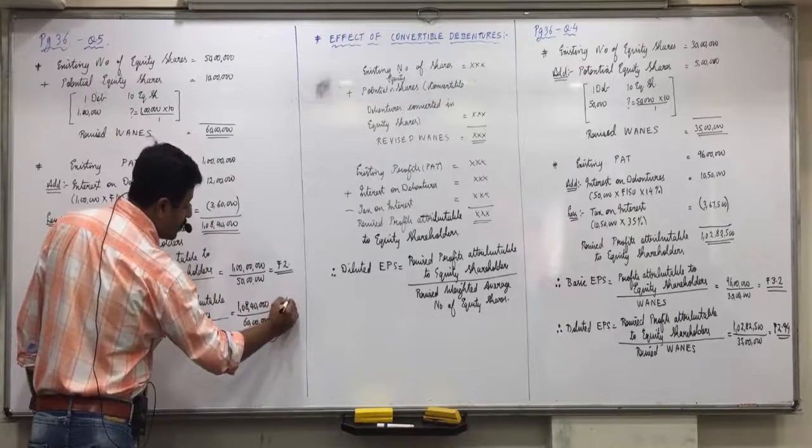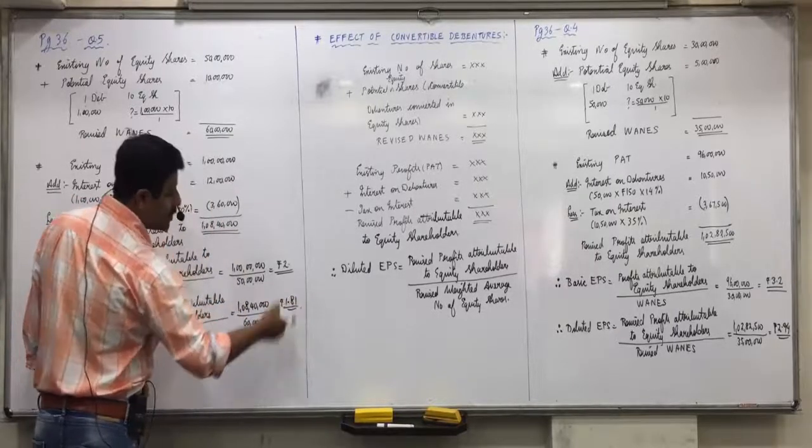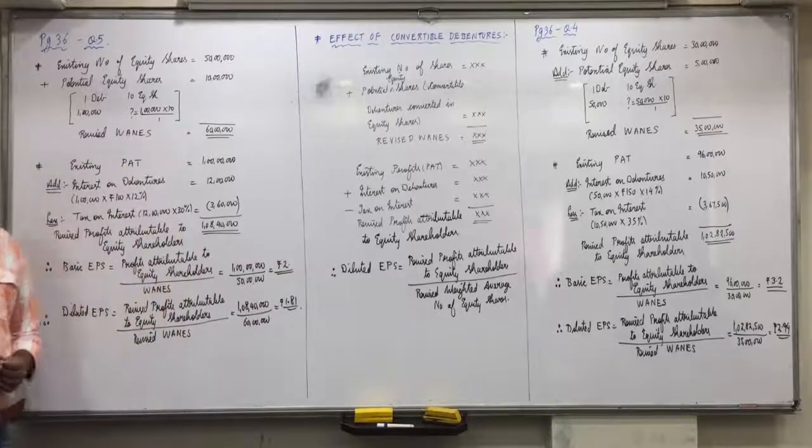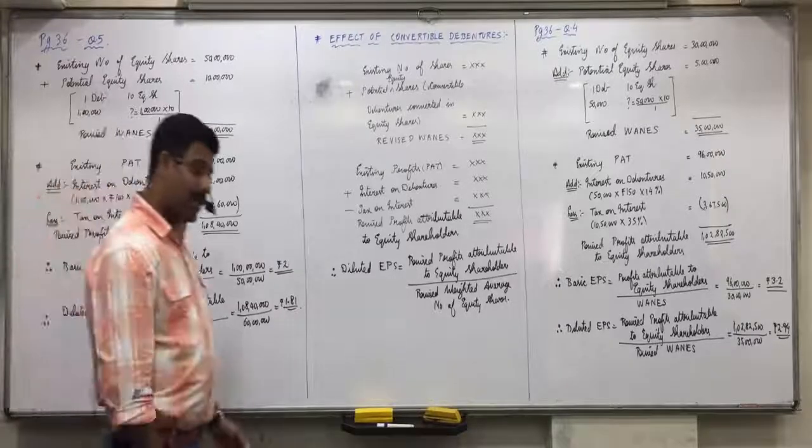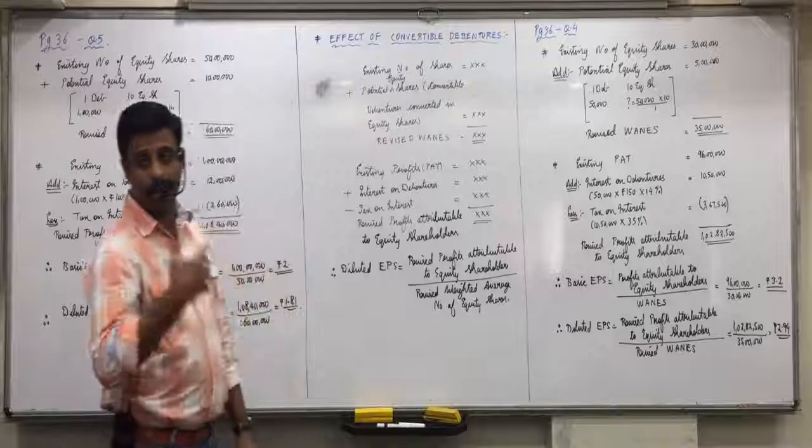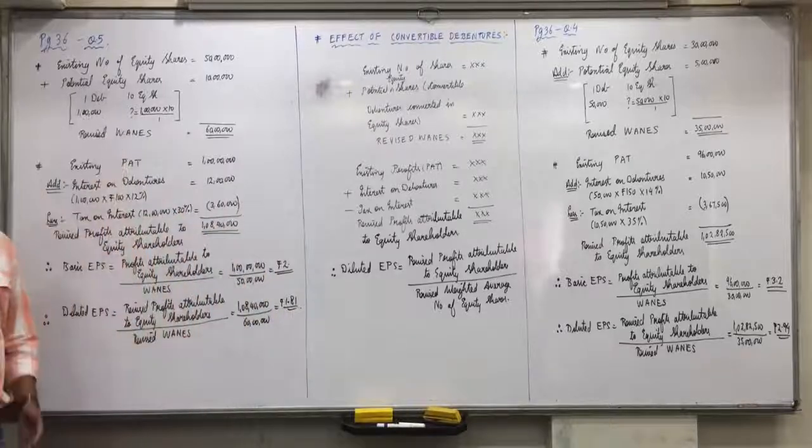So 1.81. See, does the EPS again decrease or not? Therefore diluted EPS. So in future the equity shareholders will get less earnings per share because of conversion into equity shares. Did you understand the concept, everyone?